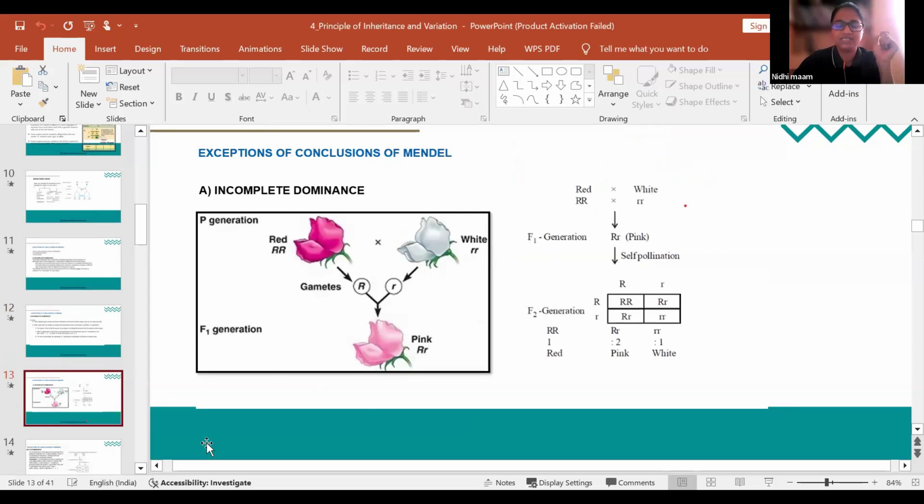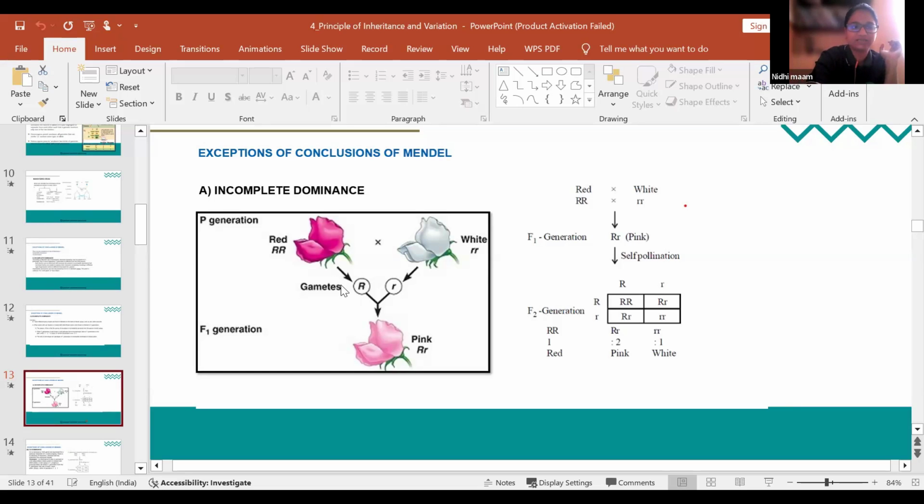So this is incomplete dominance. When we consider an example like Snapdragon, it is a flower whose scientific name starts with Antirrhinum. In the Snapdragon flower, the dominant color will be red, and the recessive color will be white.